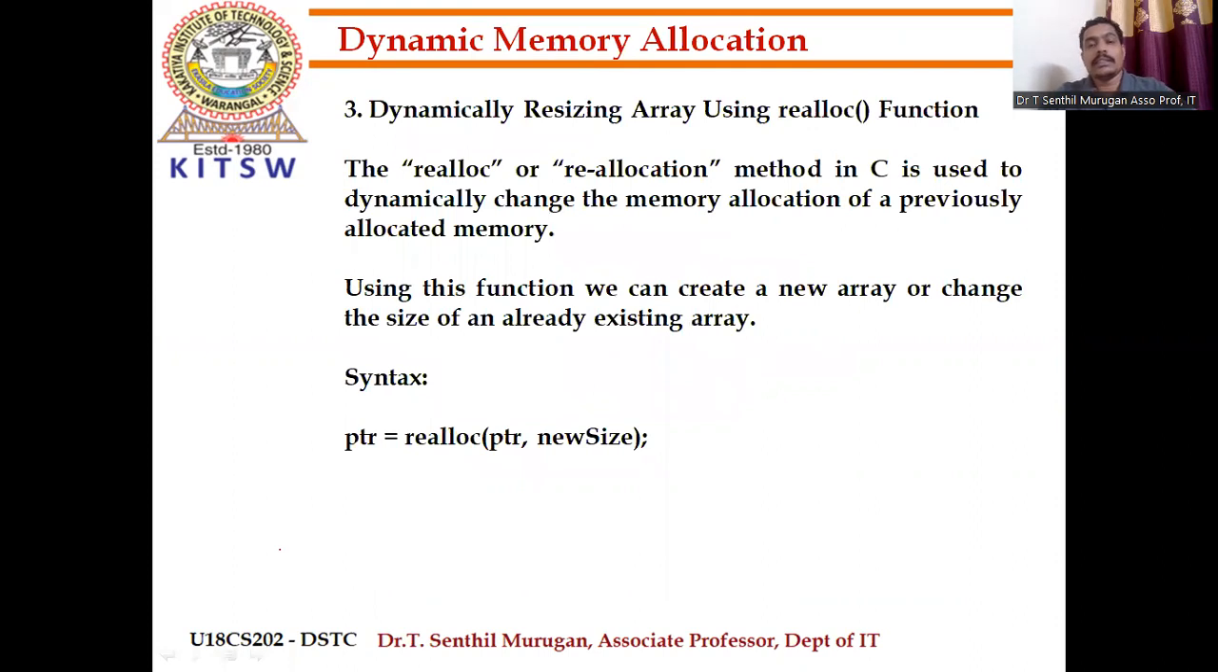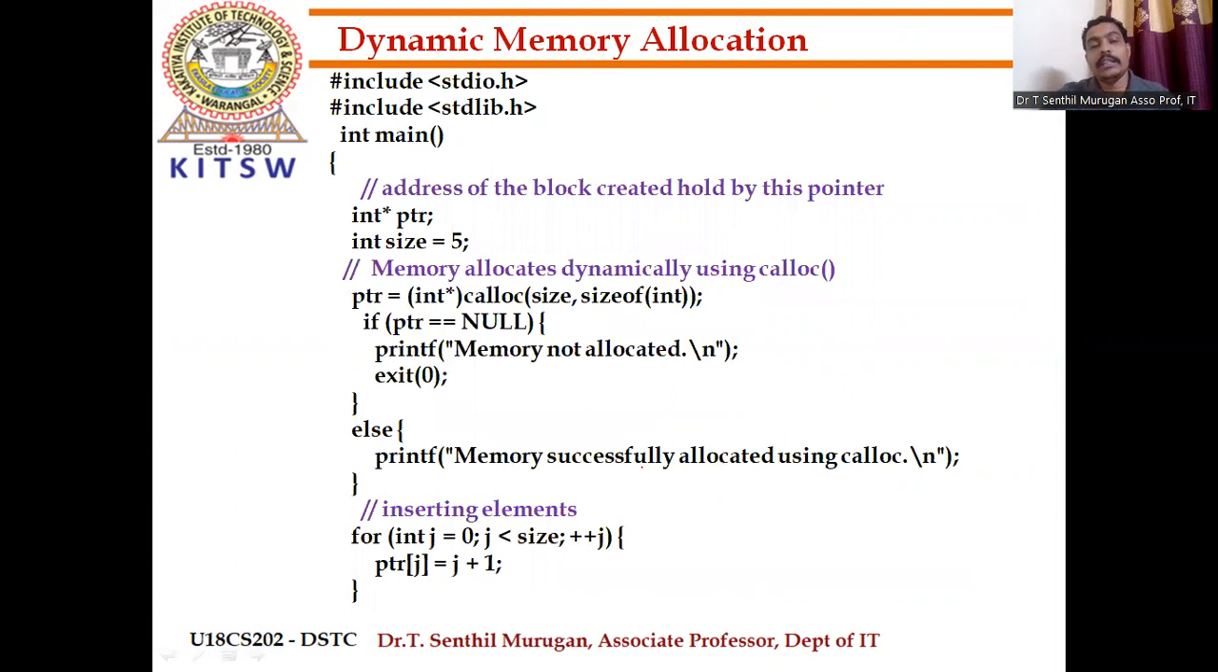So next is resizing the array. Resize means we already created the array and now we want to resize it. That is the realloc function. Realloc means reallocation. If memory was previously allocated, it will change the size. For example, how can we do it? We create a pointer equal to realloc of the pointer value, comma, the new size you want. Accordingly, it will work.